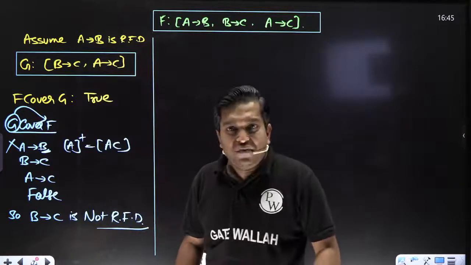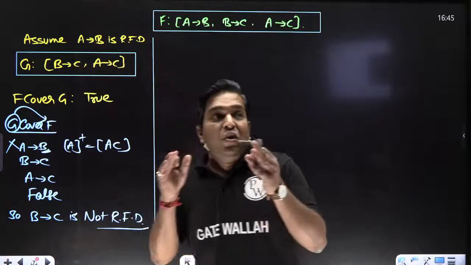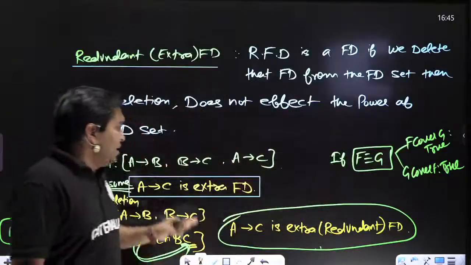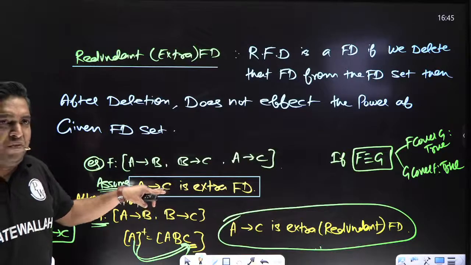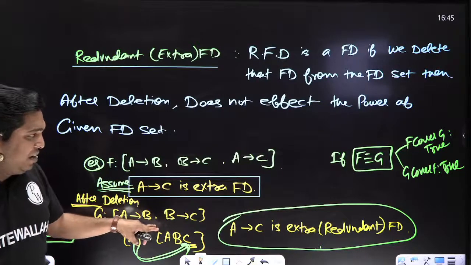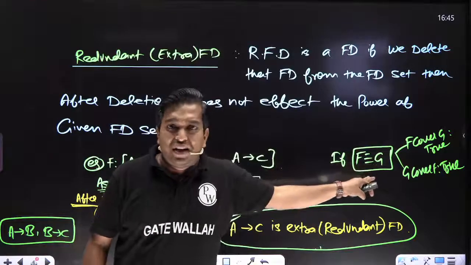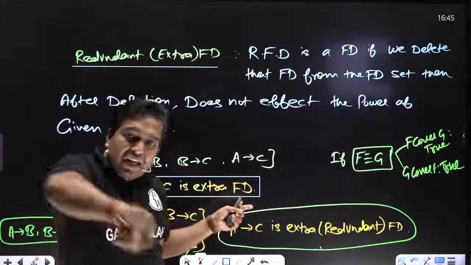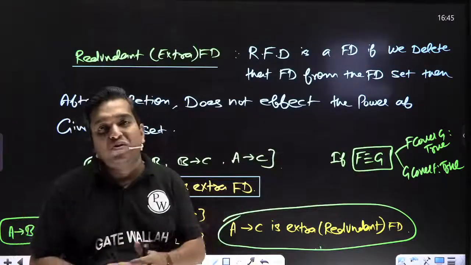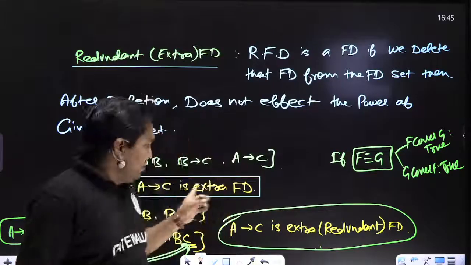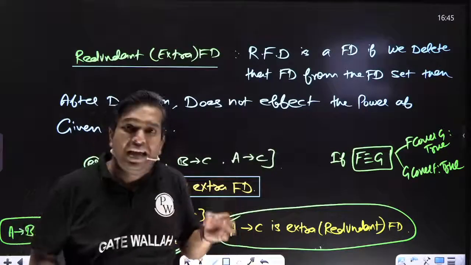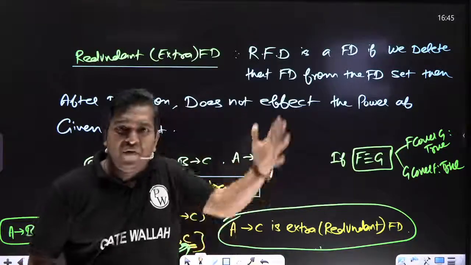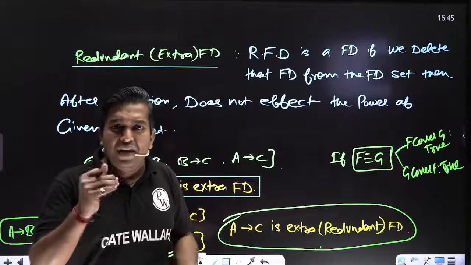Yes, of course we have. So what is the procedure for that? You know F covers G and G covers F. What is the meaning of F covers G and G covers F? After deletion, if you delete that FD, you are getting a new FD set. Now, if F covers G and G covers F are equal, it means whatever potential the earlier FD set had, after deletion of the redundant FD, the G FD set also has the same potential. Then whatever FD we assumed to be redundant is actually redundant, because if you delete that FD, it does not affect the power of the FD set, my dear.